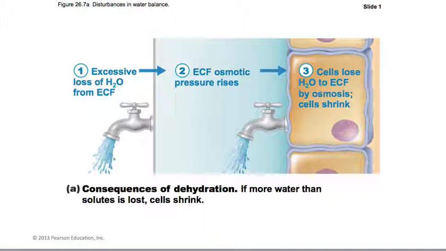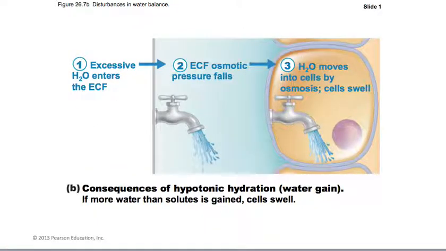Okay, so here are consequences of dehydration written out for you, as we've talked about. When there's an excessive loss of water from the extracellular fluid, the pressure that drives water, the osmotic pressure, goes up, and then cells lose water to the extracellular fluid by osmosis, and the cells shrink. So this is a hypertonic environment, dehydration, and the cells are going to give up their water because water wants to go dilute this hypertonic environment.